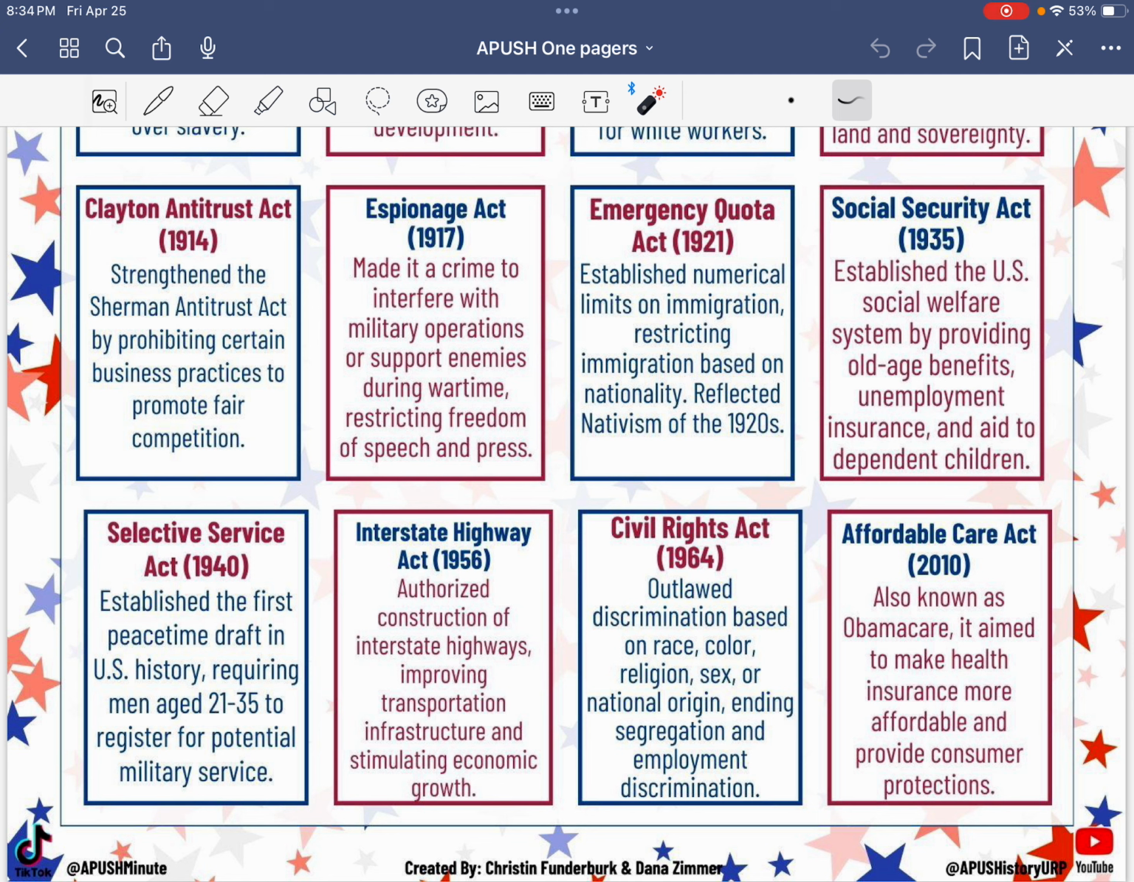And finally, the Affordable Care Act of 2010. We lovingly know it as Obamacare. It wanted to expand healthcare access. It requires individuals to have health insurance, and it stops health insurance companies from discriminating against people based on if they previously had cancer or some heart issue or pregnancy. You're not allowed to not have coverage because of that. So it also created government-run healthcare and expanded Medicare and Medicaid.